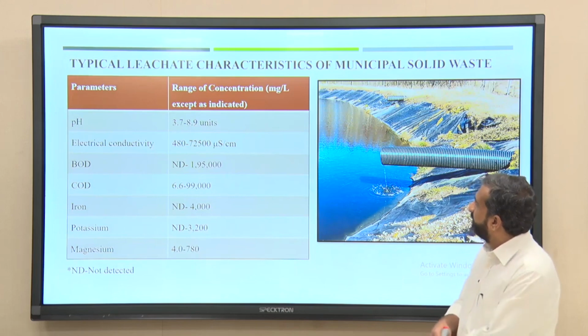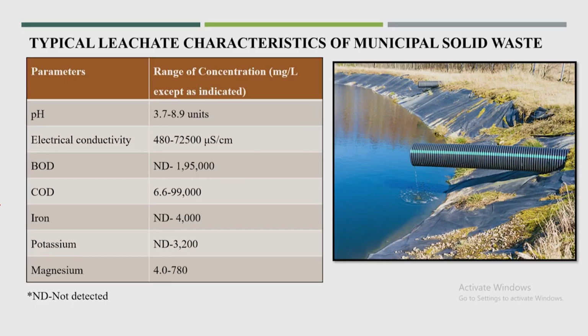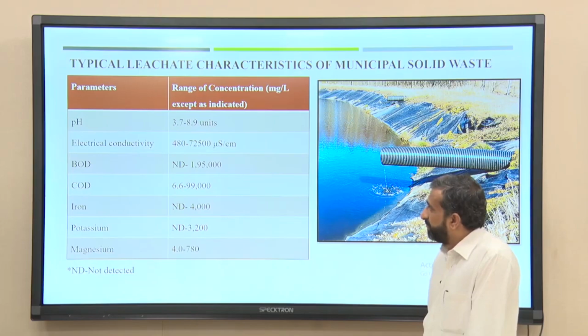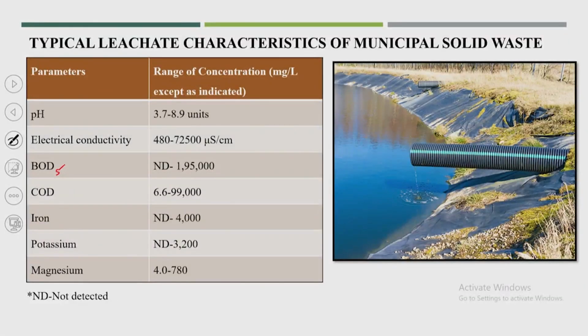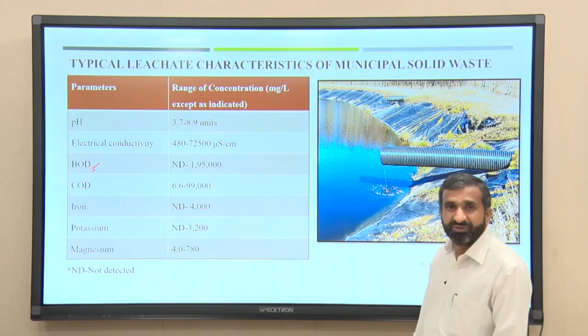Now, if you see the typical leachate characteristics, the pH will have, as I said, a huge variation. Initially it starts with acidic pH, followed by alkaline pH. The electrical conductivity will be very high because of a lot of solids in the leachate, and BOD5 can go up to 1,95,000, which is the maximum possible.